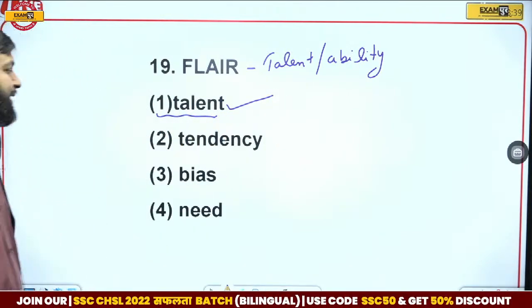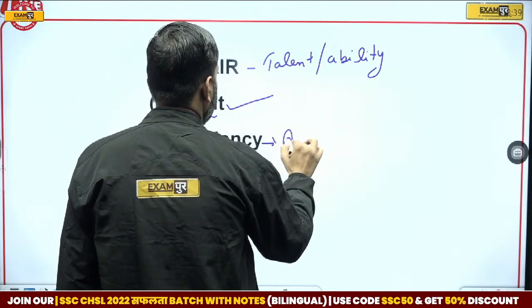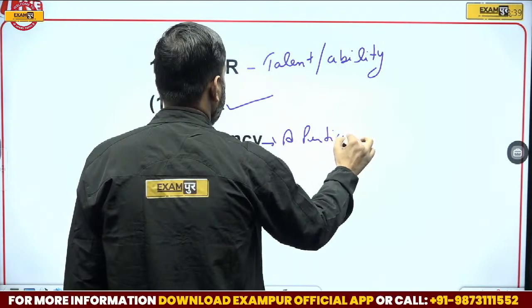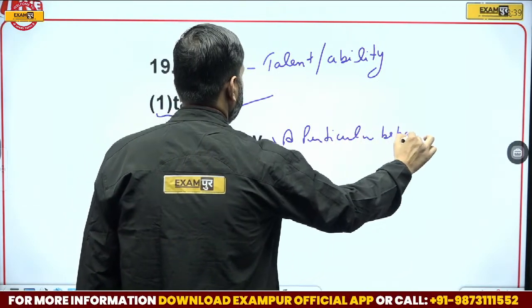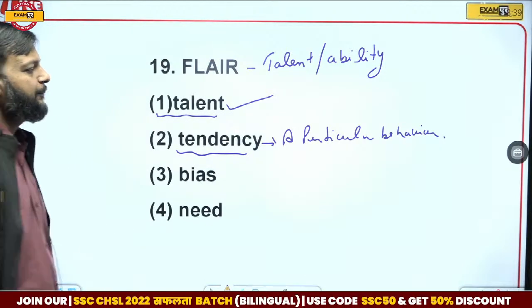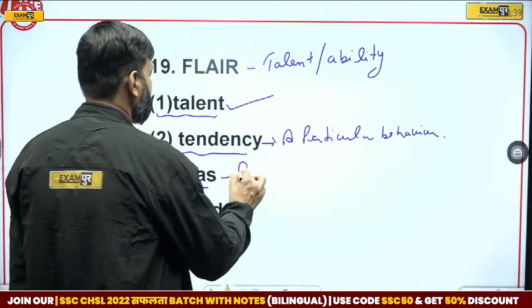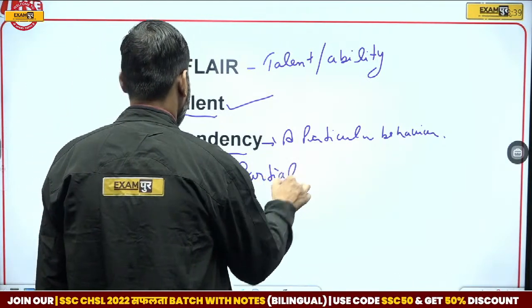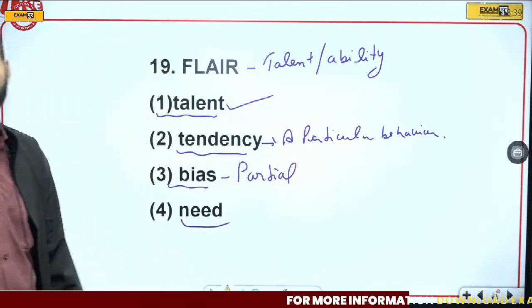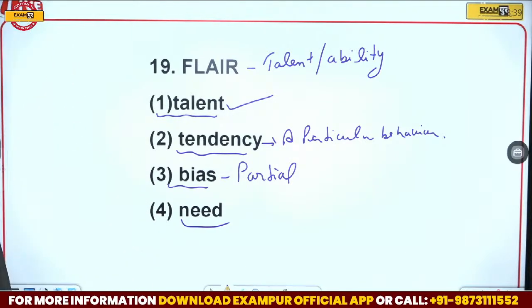Tendency means a particular behavior. Bias means partial, and need, you all know what is the meaning of need.